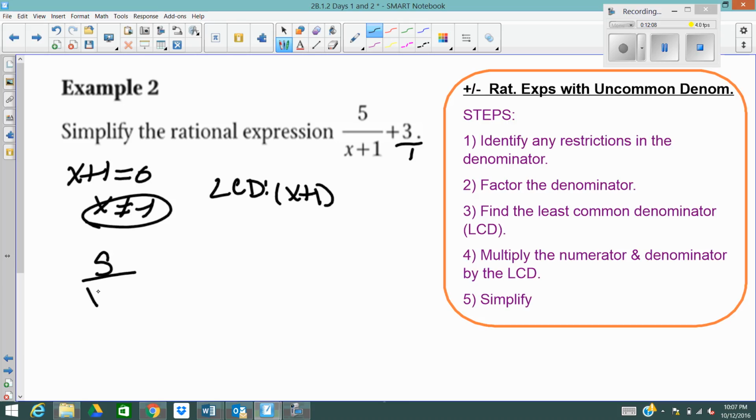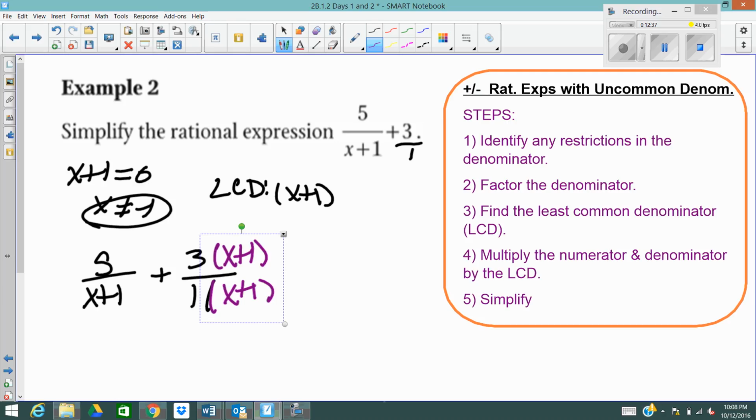So now I'm going to rewrite my expression, again separated with large fraction bars so that I can easily multiply in an organized manner. 5 over x plus 1 already has x plus 1 in the denominator. 3 over 1 does not, so I need to multiply this by x plus 1 in both the numerator and denominator, so I get that common denominator but don't actually change my value. That gives me my common denominator of x plus 1.